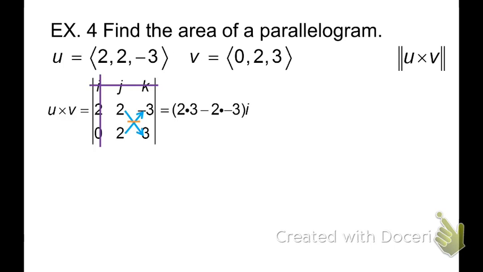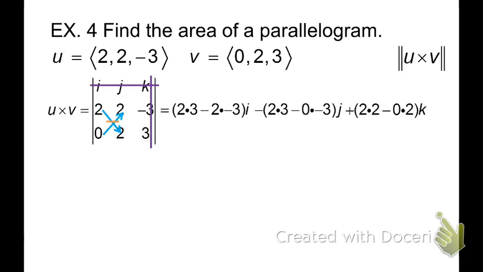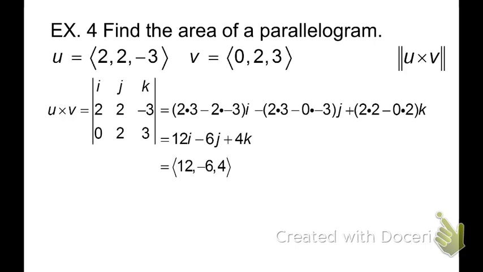And then minus 2 times 3 minus 0 times negative 3j. And then plus 2 times 2 minus 0 times 2k. So when I simplify each parenthesis, I'm going to get 12i minus 6j plus 4k, and that's the vector 12, negative 6, 4.